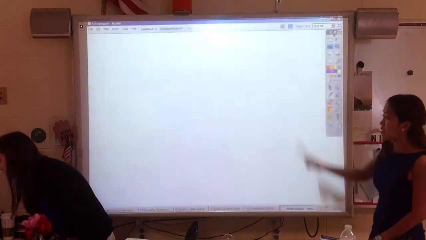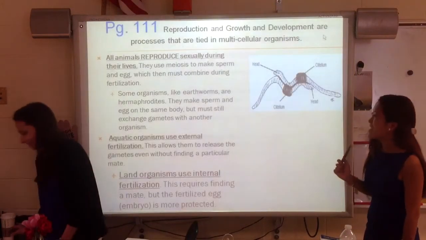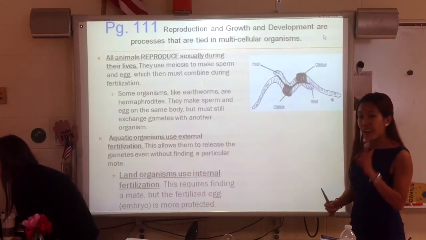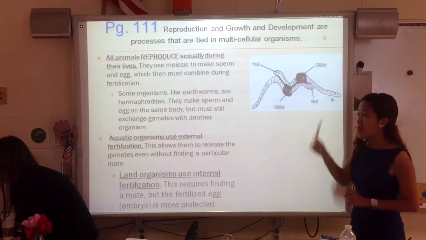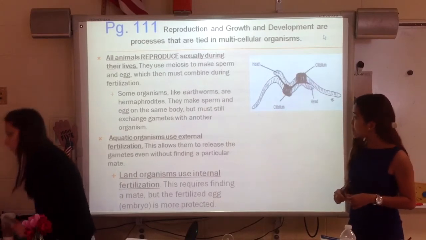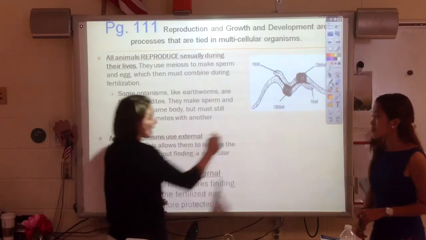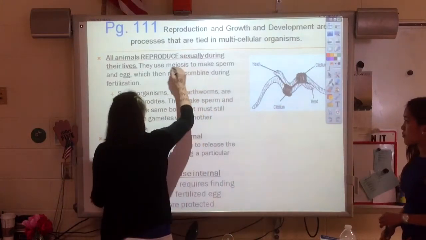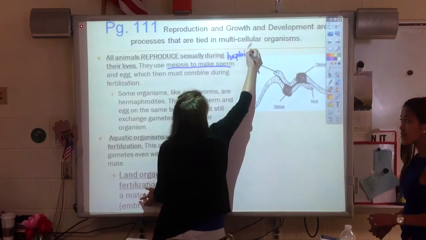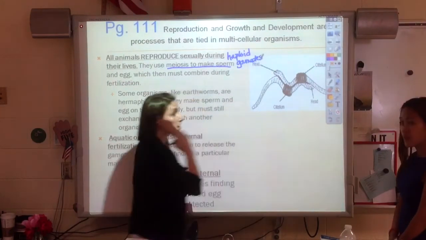Some organisms, like your earthworms, are actually hermaphrodites, which means they make sperm and egg on the same body, but they're still going to exchange gametes with another organism. So anytime you hear sperm and egg, you need to think haploid and you need to think gamete. So gametes are sex cells, sperm and egg.